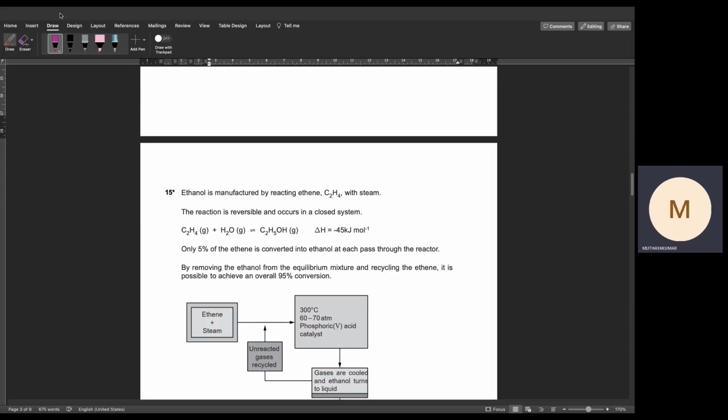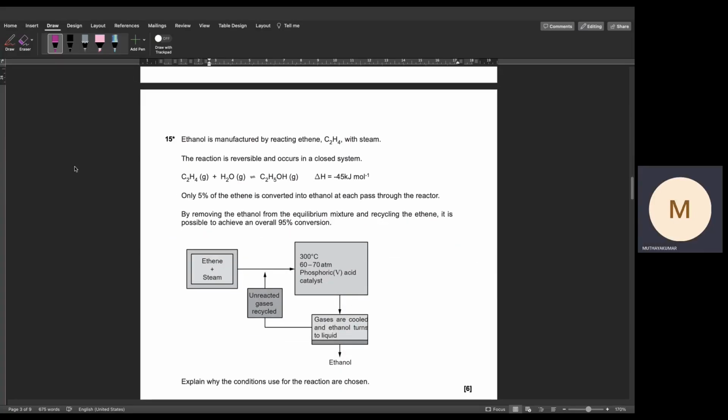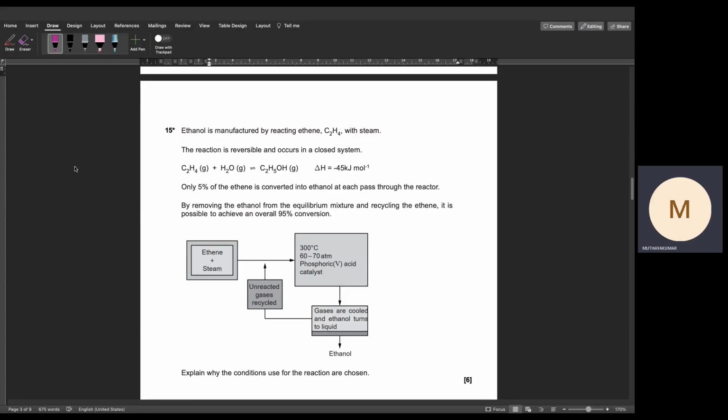Question 15. Ethanol is manufactured by reacting ethene with steam. The reaction is reversible and occurs in a closed system. We're given the balanced symbol equation. We are given what delta H is. Delta H is negative, so the first thing I would do is write exothermic. So the forward reaction is exothermic.